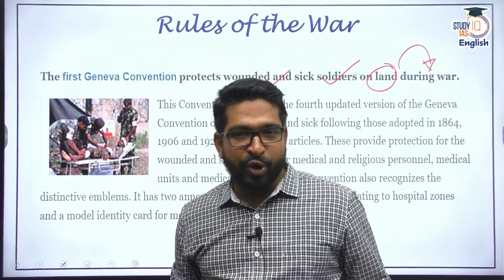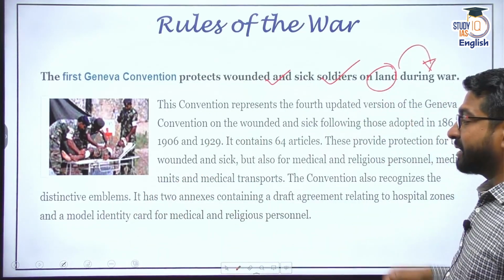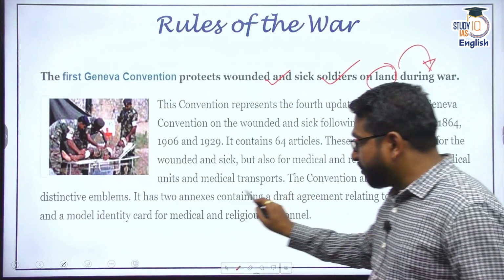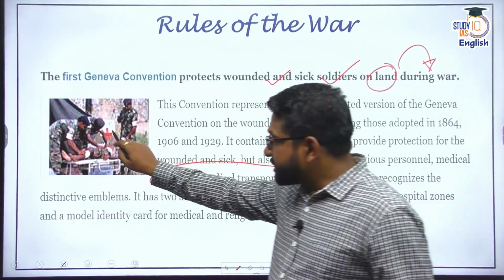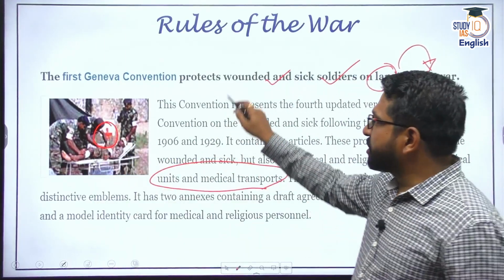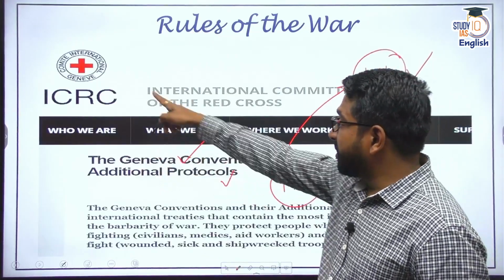Whenever there's a conflict going on between two countries, the soldiers who are sick, the soldiers who are wounded, they have to be protected. They have to be given medical treatment. Transports have to be done. And those who are under the aegis of Red Cross. Now, you do understand the Red Cross symbol. It is a plus symbol, a red plus symbol, something like this.